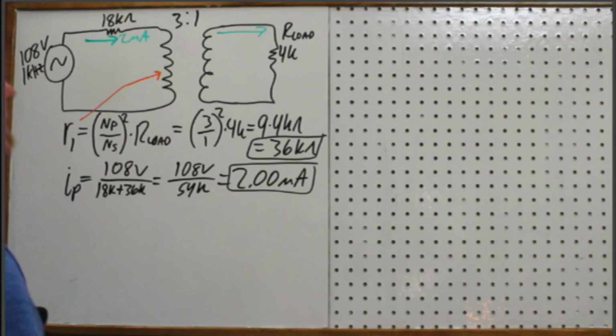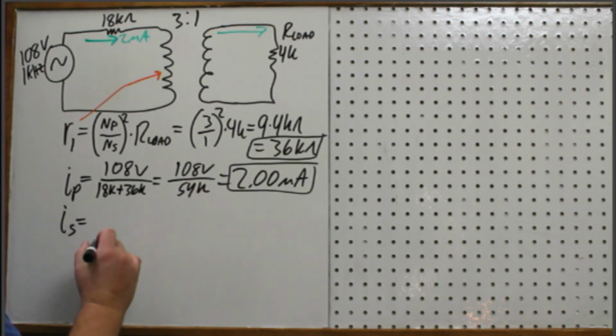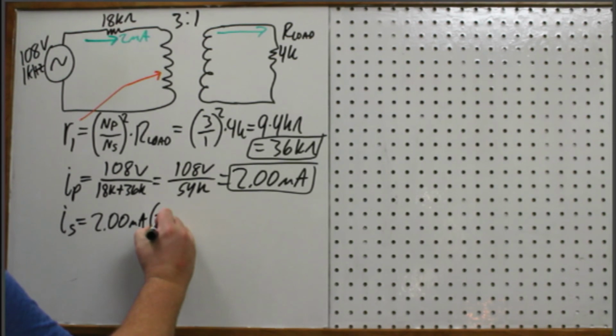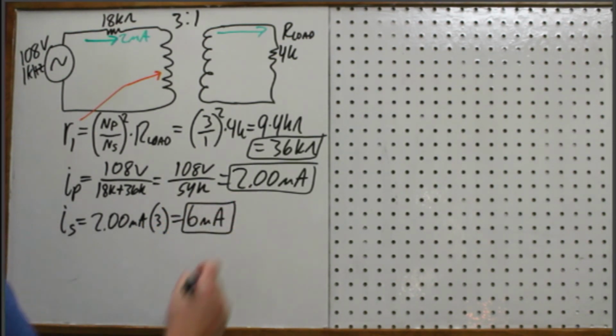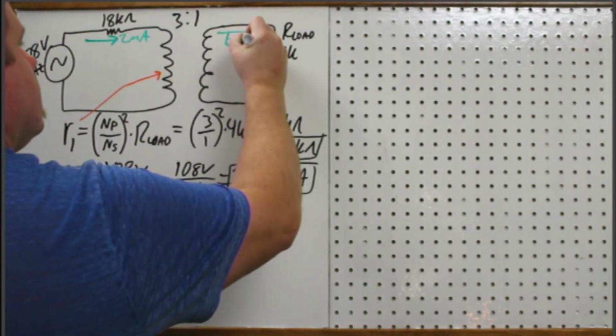And then over here on the secondary, again, this is a 3 to 1, so we are going to increase the current. The current on the secondary is found by taking the 2 milliamps times 3. And so we have 6 milliamps on the secondary.